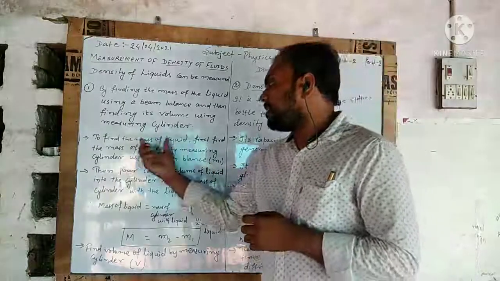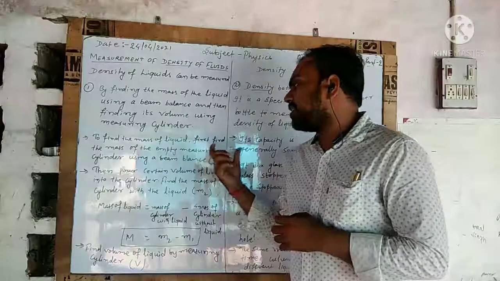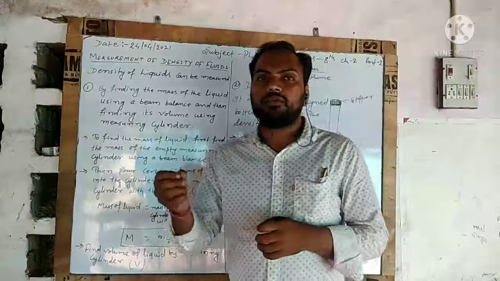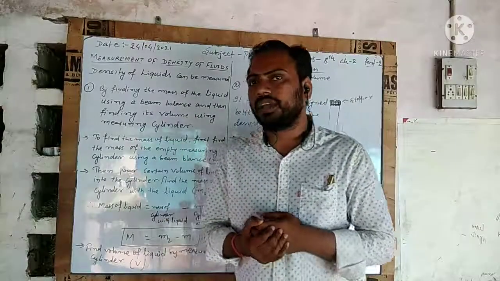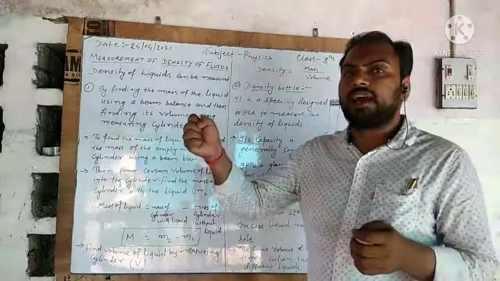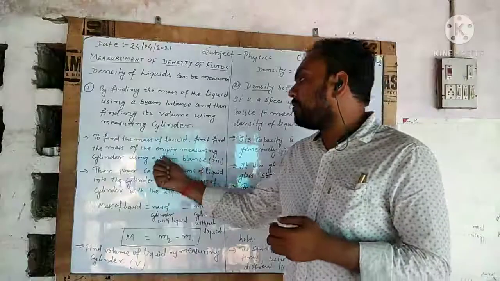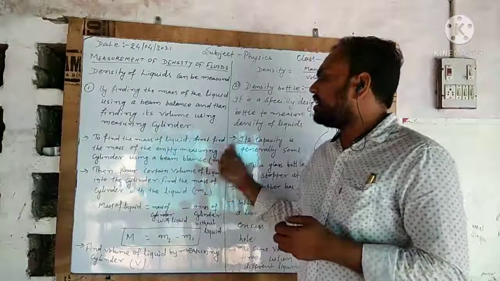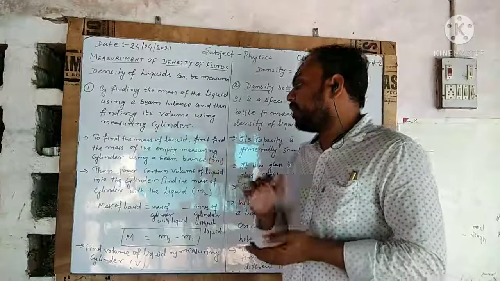To find the mass of the liquid, first find the mass of the empty measuring cylinder using the beam balance. First of all, you have to measure the container. Using the beam balance you have to measure the mass of the container, that is the empty measuring cylinder. Let's say that the mass of the empty measuring cylinder is M1.